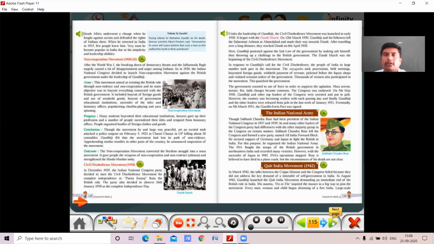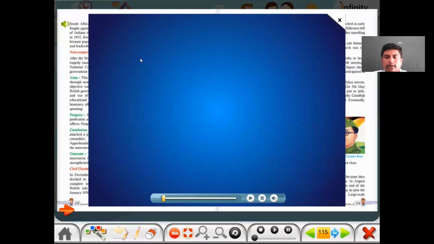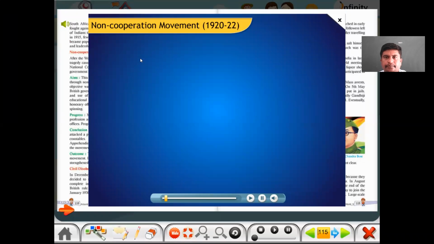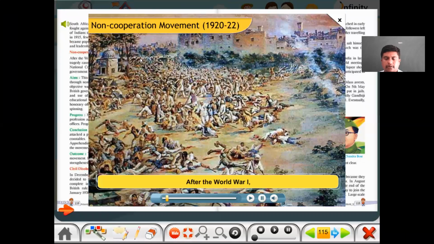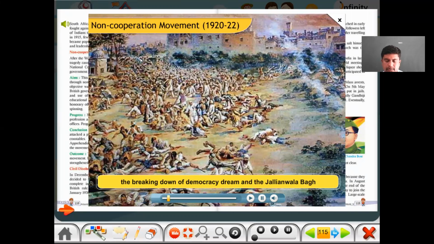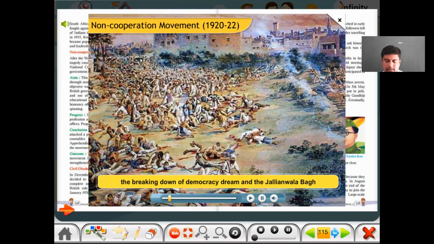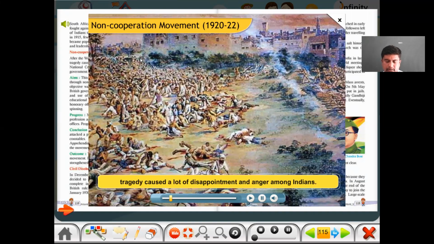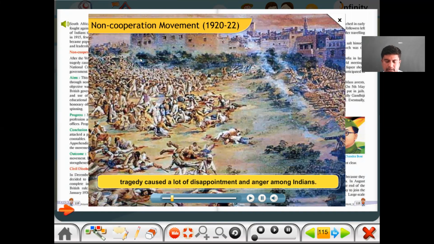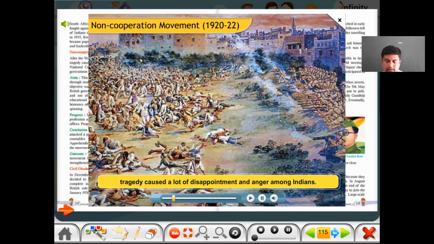Here is a beautiful animation. Let us get in. Non-Cooperation Movement, 1920 to 22. After World War I, the breaking down of the democracy dream and the Jallianwala Bagh tragedy caused a lot of disappointment and anger among Indians.